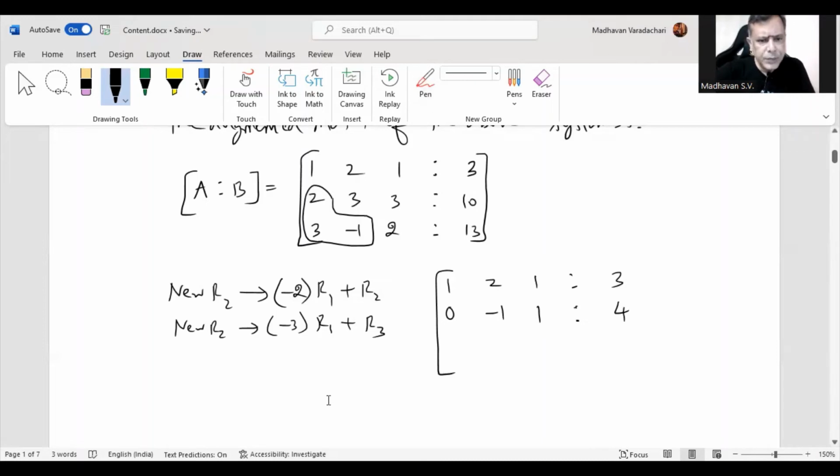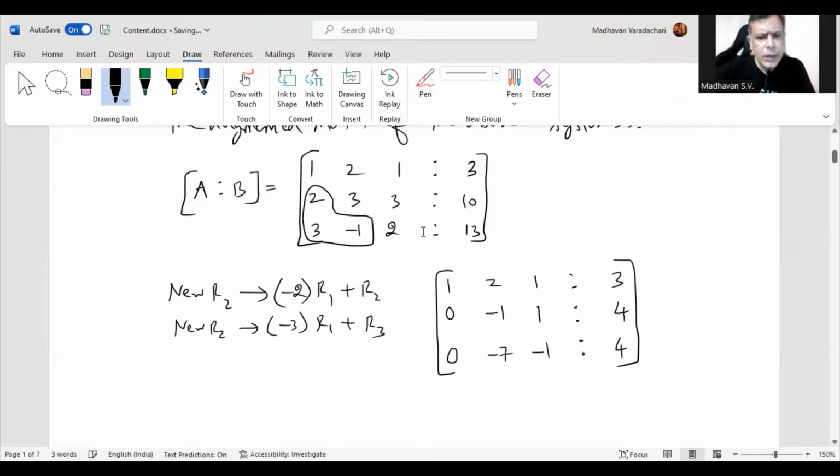Now, third row, it is minus 3 times row 1. Here it is minus 3 times 1 plus 3, it becomes 0. And then minus 3 times 2, which is minus 6. Minus 6 minus 1 becomes minus 7. Minus 3 times 1, which is minus 3. Minus 3 plus 2 is minus 1. And then put a colon. Minus 3 times 3, which is minus 9. Minus 9 plus 13, it becomes 4.